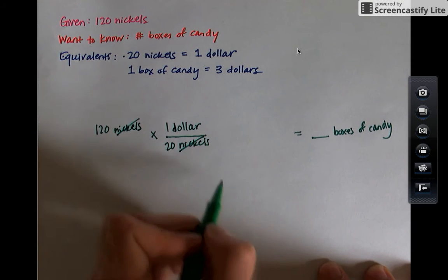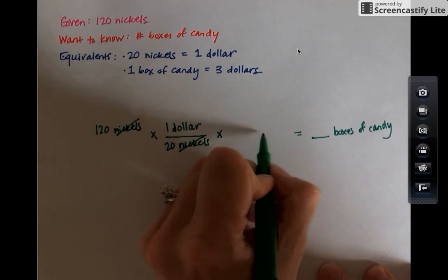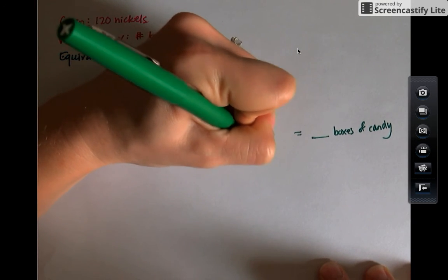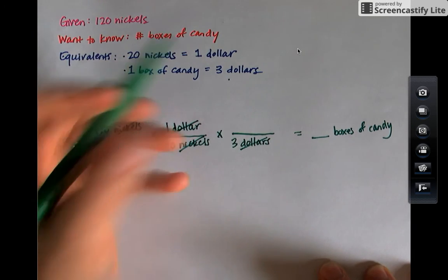So now I'm left with dollars, and I have one more equivalent relationship. I'm going to put $3 on the bottom so that I can cancel dollars. And I know that $3 equals 1 box of candy.